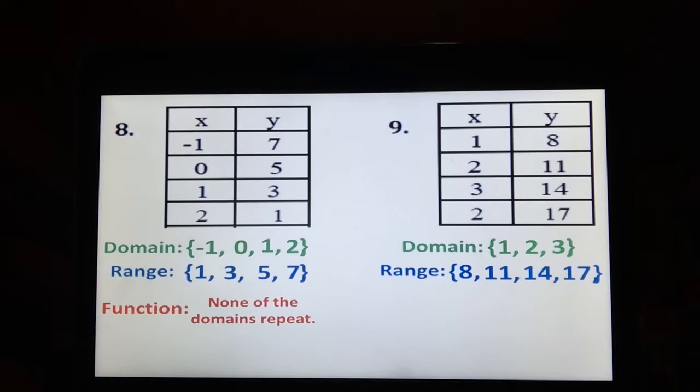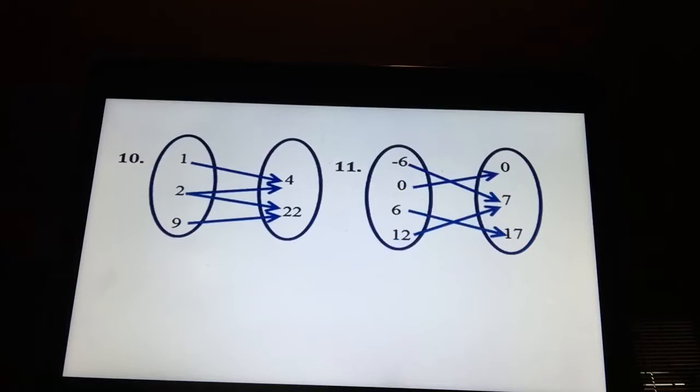Now, is this a function? Well, I know that it's not a function because of the fact that the domain repeats. Where does it repeat exactly? Right here and right here you have 2 x values in the x coordinate. Okay? Alright guys, here's number 10 and 11. Go ahead and do these on your own and then we'll go over it.